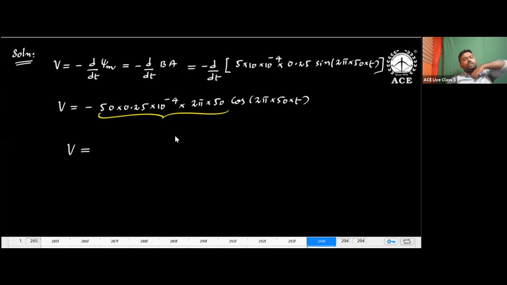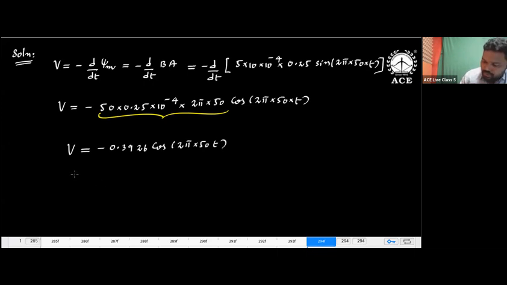Point 3926. Please cross check, Mr. Swain. 0.3926 minus 0.3926 cos 2 pi into 50 into t.